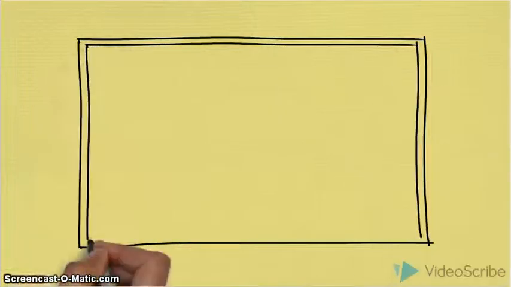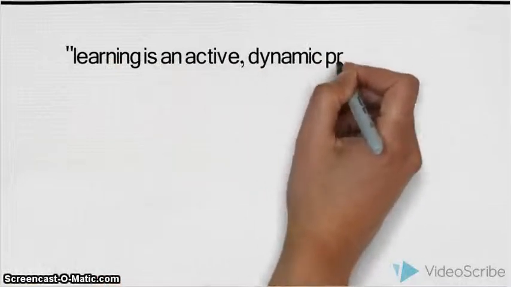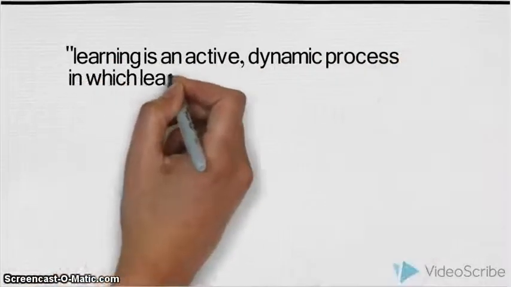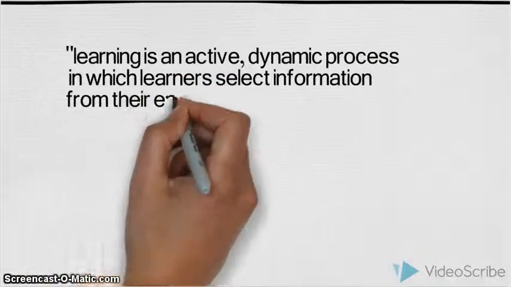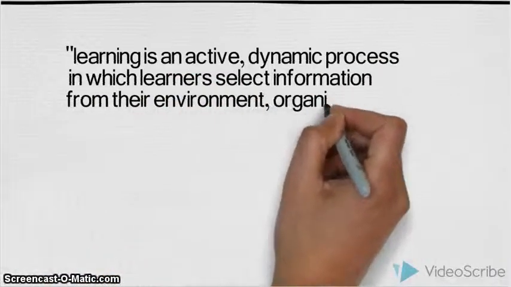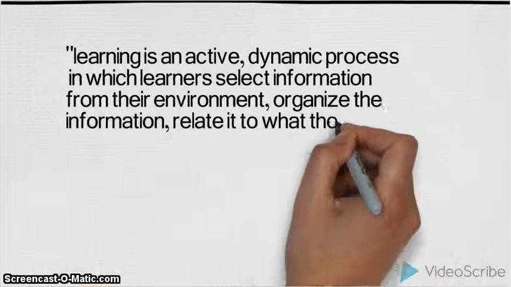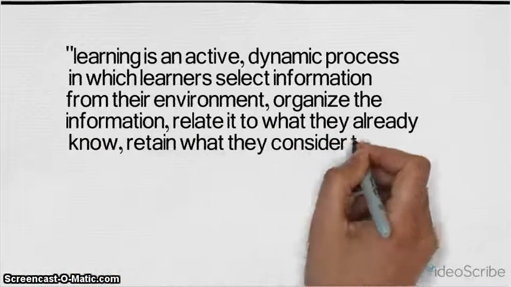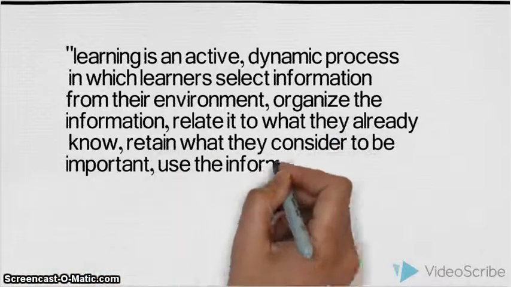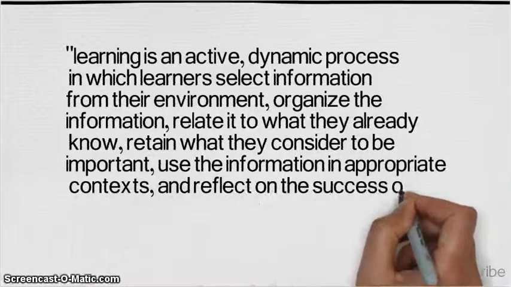According to Kant and O'Malley, learning is an active, dynamic process in which learners select information from their environment, organize information related to what they already know, retain what they consider to be important, use the information in appropriate contexts, and reflect on the success of their learning efforts. Based on this definition, it is extremely necessary to reflect upon the teacher roles and the second language learning environments that teachers usually provide students.